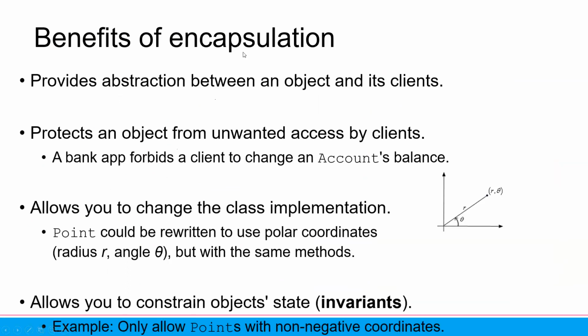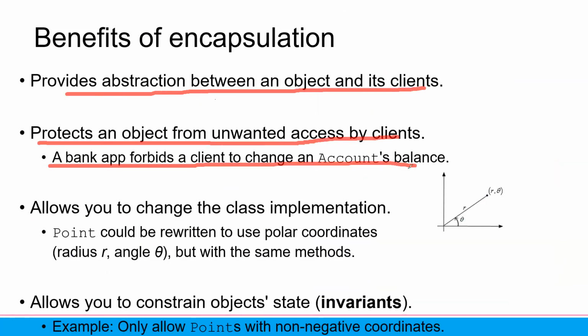So we already know the encapsulation. The encapsulation provides the abstraction between object and its client. So we do not want to share the data. It protects an object from unwanted access by client. For example, if you make a class of bank, when you make a bank application, of course, you do not want to share how much money you have in the account. So you need to put the account balance as private.